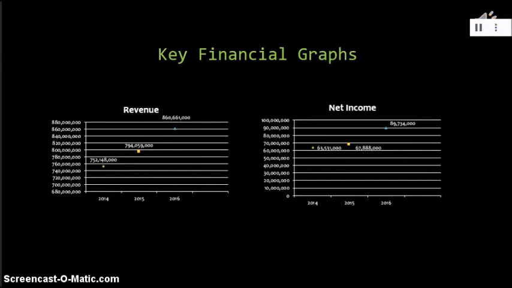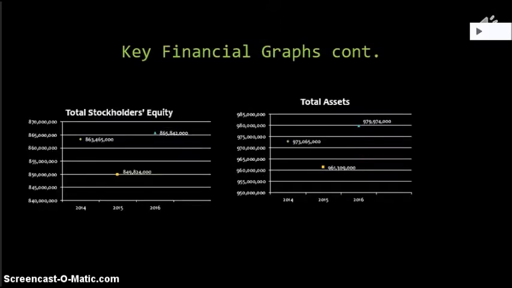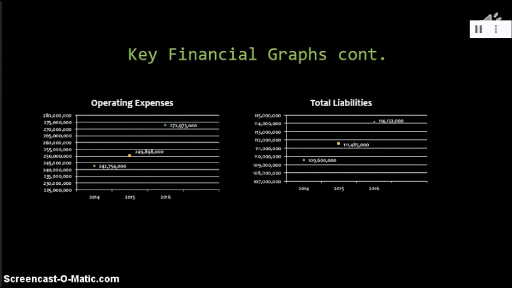Simpson Manufacturing revenue as well as net income has both been at total stockholders' equity as well as total assets shows a fluctuation between the years 2014 to 2016. In 2014 to 2015, there was a decrease. In 2015-16, an increase. According to the amounts recorded for the past 3 years in the operating expense as well as total liability, there has been an increase over the past 3 years.